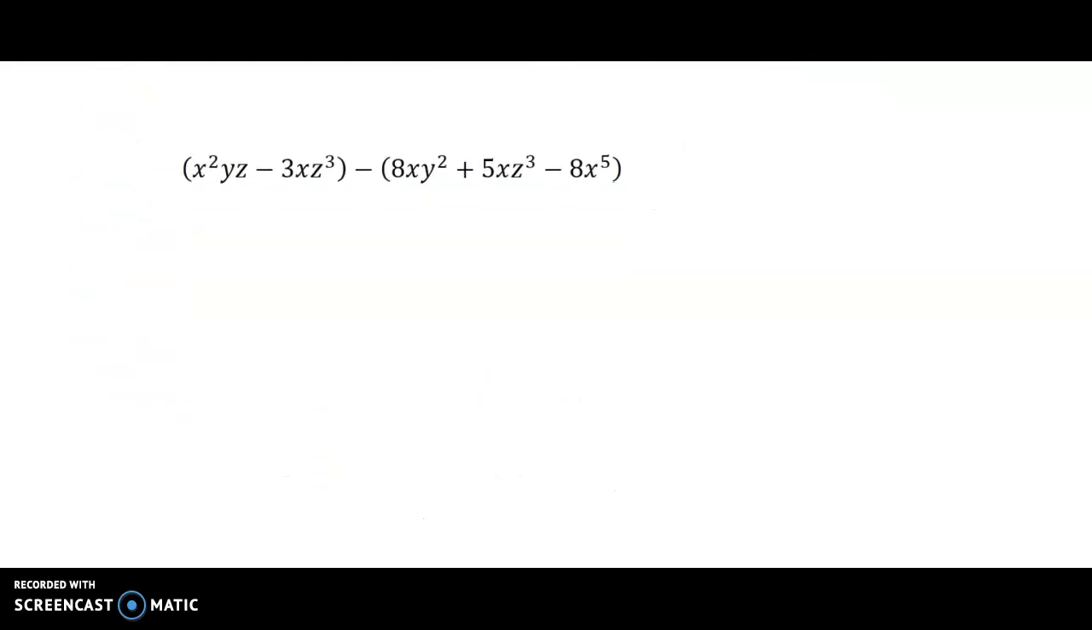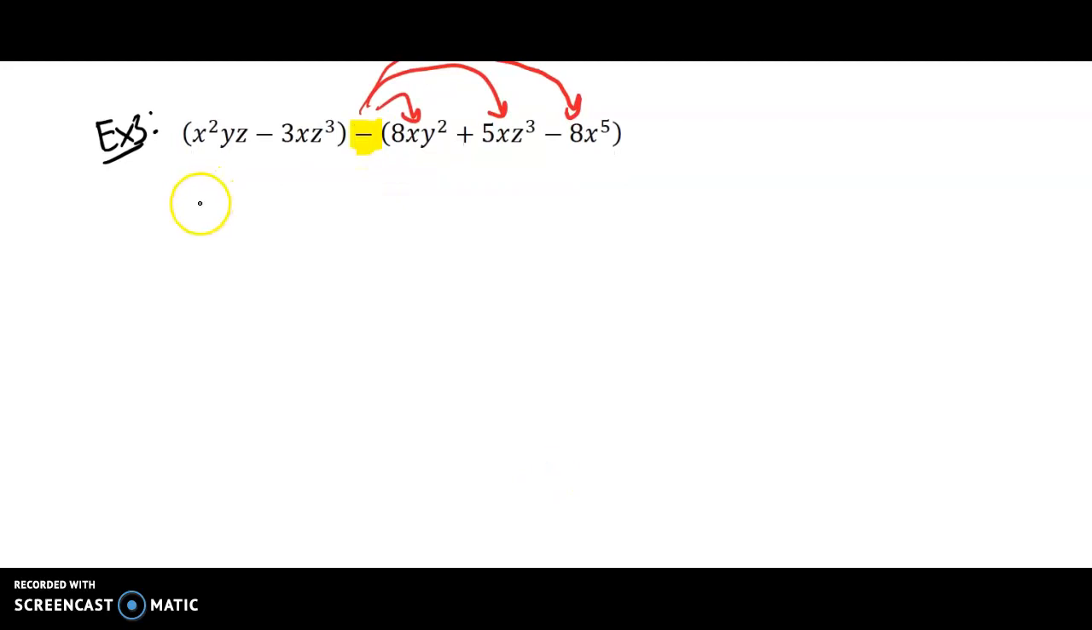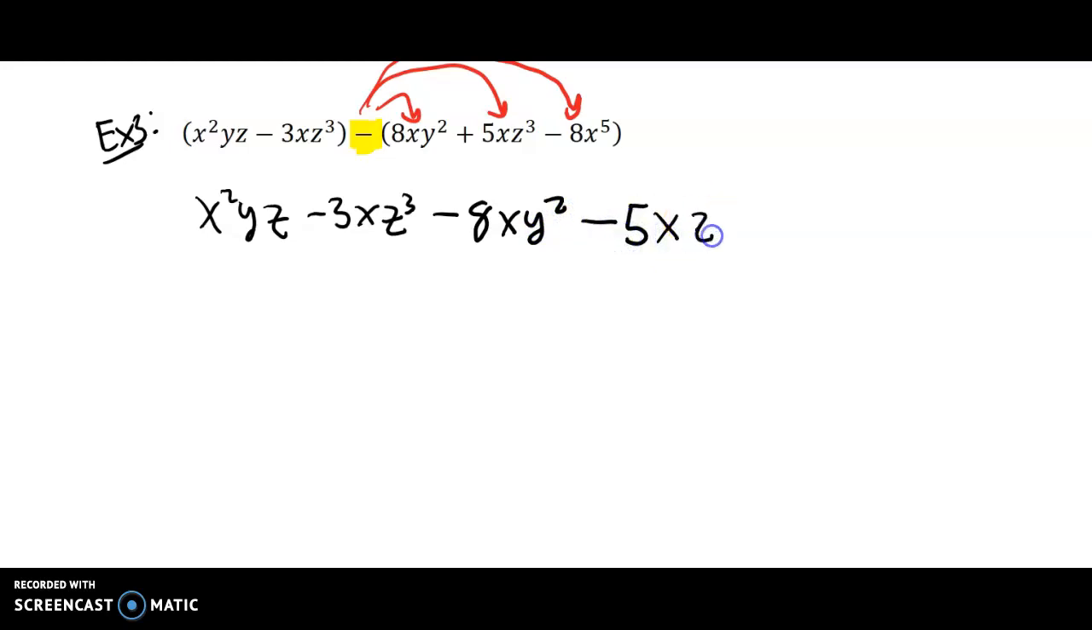Example 3. Okay, again, I'm going to want to distribute this negative very first thing. Just take care of that, and then you don't have to think about it the rest of the problem. So my first guys don't change here. No reason for these to change. No negative in front of them. Now, I've got negative 8xy squared minus 5xz cubed plus, again plus because it was a double negative, plus 8x to the 5th.